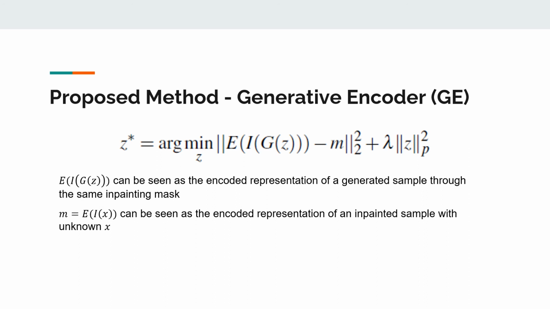Together, the first term tries to search for a z in the noise distribution space that generates a sample which encodes into the same feature vector as the target sample. The second term regularizes z to be closer to 0, which is in line with the fact that most GANs use normal distribution as noise.